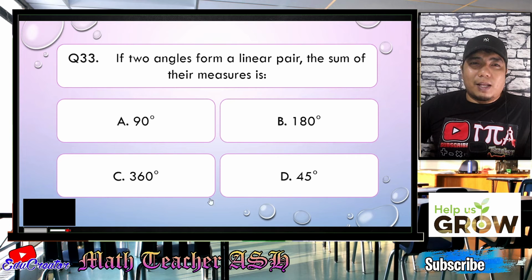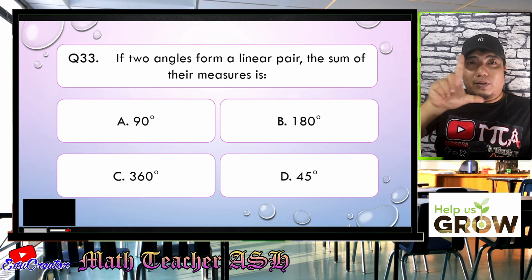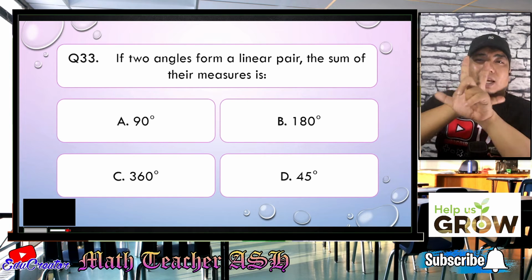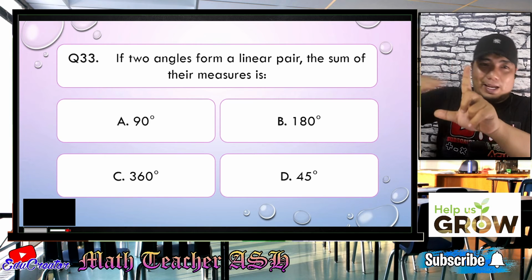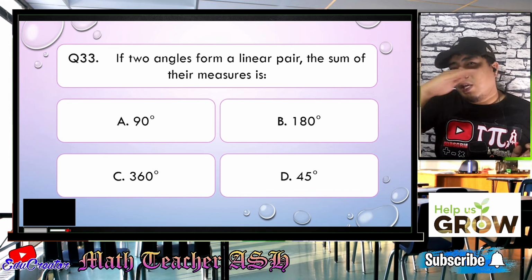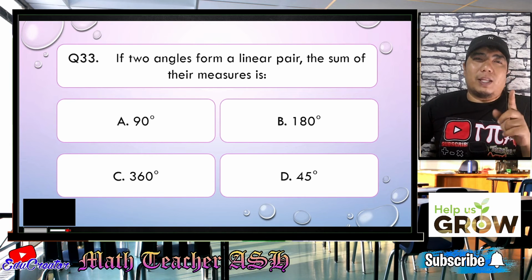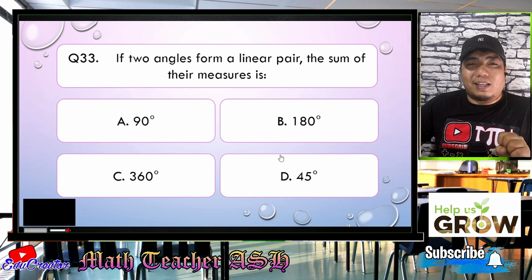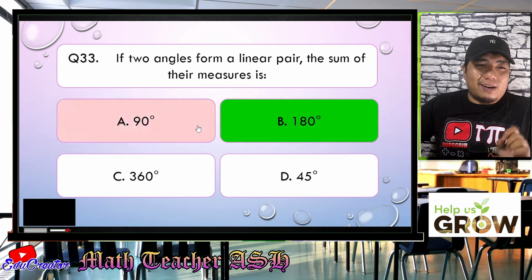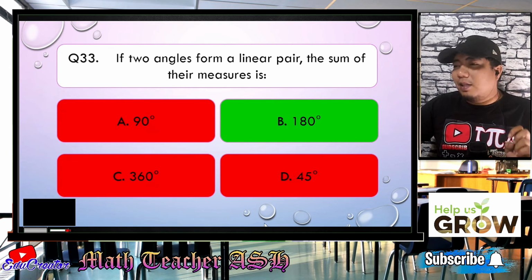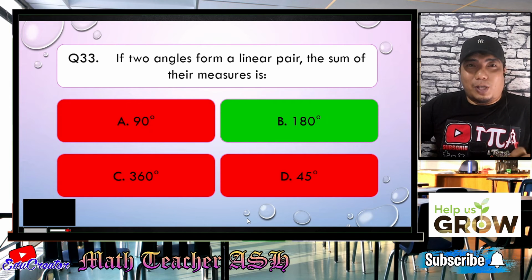Alright, my dear math learners, now talking about a linear pair, it means that one angle, like this, and another angle, like this, when they are formed, there will become one straight line. So that is a linear pair. Now, if you have a straight line, what is the measurement of that one in degrees? Alright, so the correct answer for that question is letter D. Alright, very easy, my dear math learners. Now, let us go to question number 34.